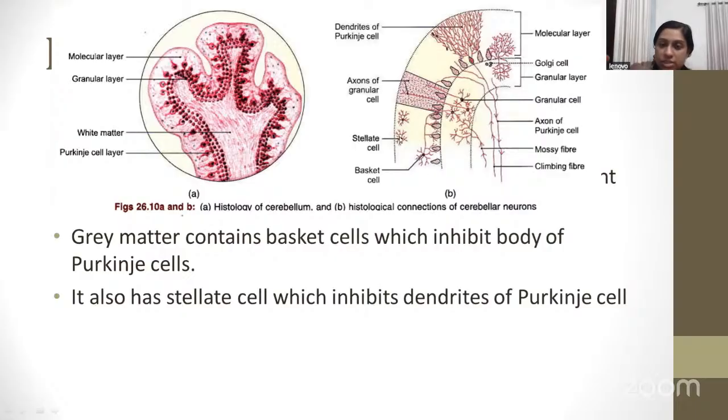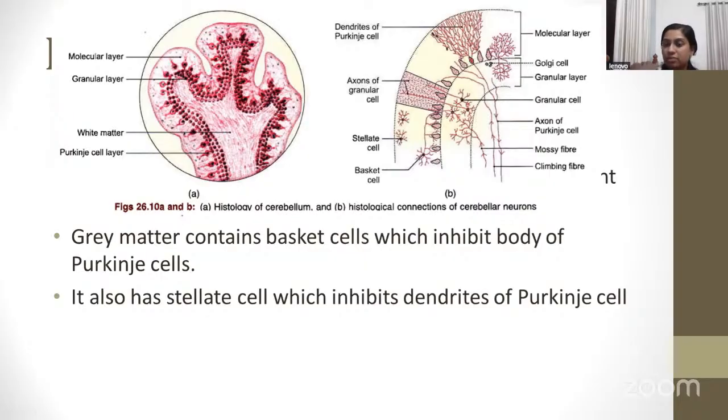And also the stellate cell is seen in the outermost part of the molecular layer. So basically you have to know the different cells. Three layers are there: the molecular layer, the Purkinje layer, and beneath that we have the granular layer. And different cells in the molecular layer are basically stellate cells, basket cells, and the dendritic process of the Purkinje cells are also seen in the molecular layer.